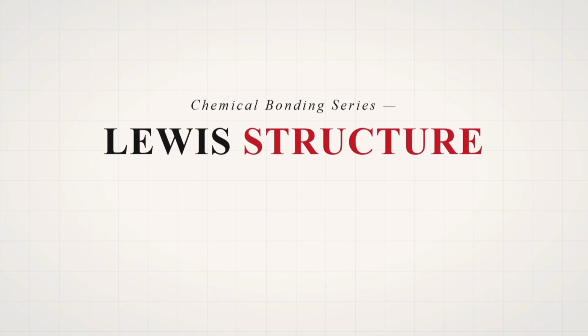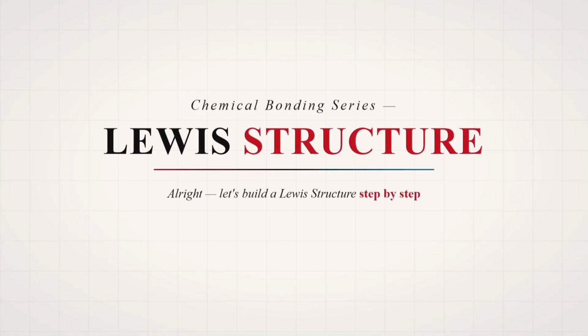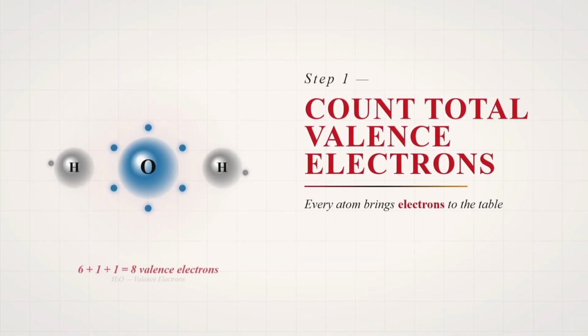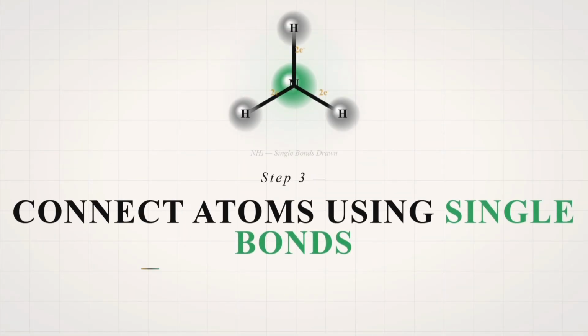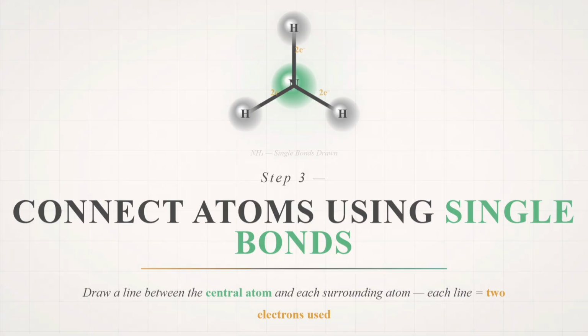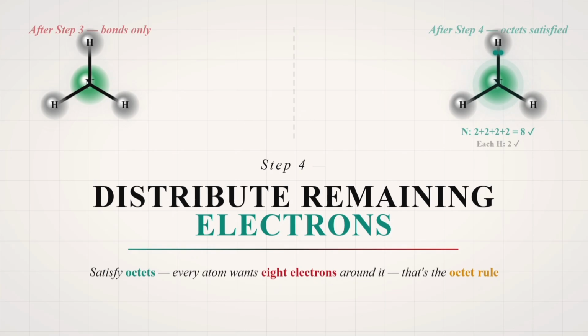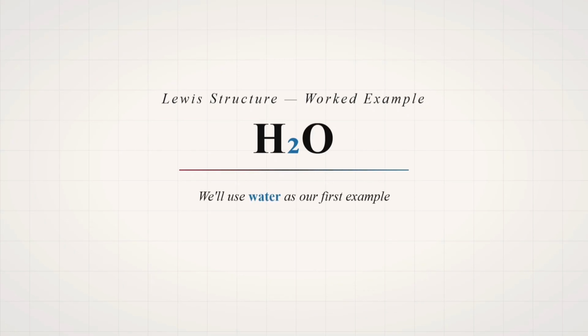All right, let's build a Lewis structure step by step. No matter how complicated a molecule looks, we can usually draw its Lewis structure using 4 simple steps. Step 1. Count total valence electrons. Step 2. Determine the central atom. Step 3. Connect atoms using single bonds. Step 4. Distribute remaining electrons to satisfy octets. Let's see how this works in practice. We'll use water, H2O, as our first example, then move to something more complex.